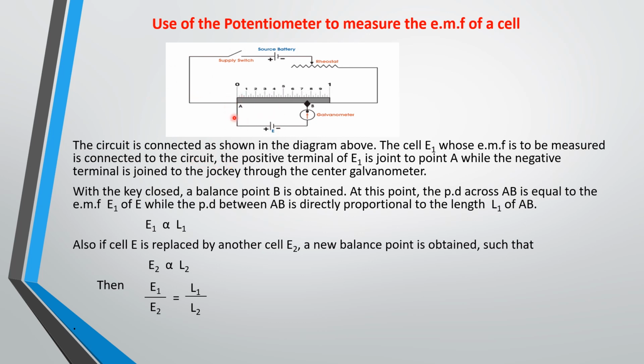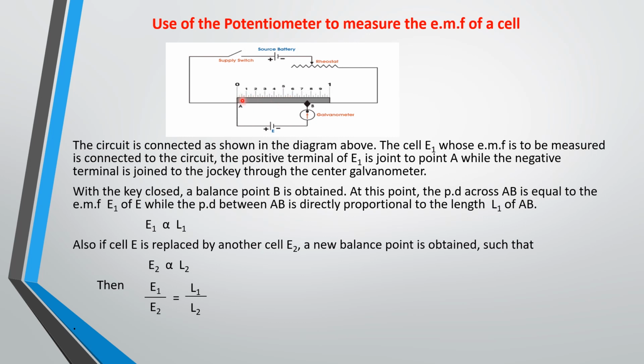The positive terminal of the cell is connected to this point A, while the negative terminal is connected to the jockey through the galvanometer. So you have your galvanometer here, and this is your jockey. The jockey is like a key that you use to touch the wire along this length. This is a graduated ruler and it's a uniform wire. Normally you put a ruler by the side of this wire because it is from the ruler that you measure the length of the wire.